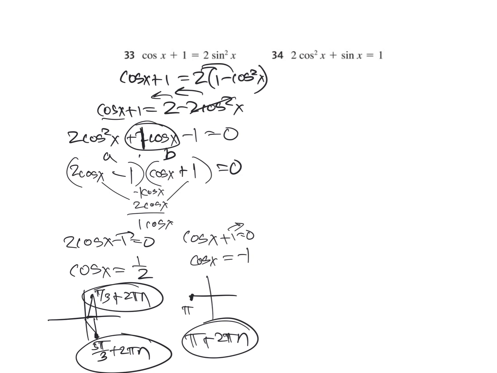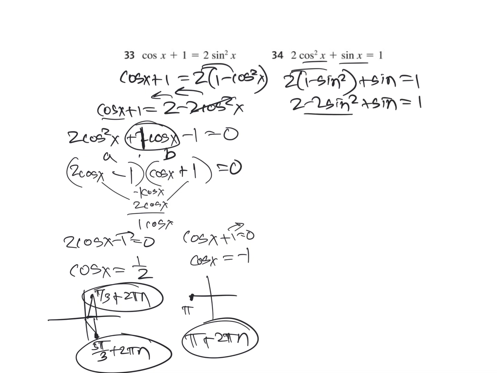All right, 34. Cosine squared. Since we have just sine, I can't change that, but I can change cosine squared into 1 minus sine squared. Plus sine equals 1. So distribute, you have 2 minus 2 sine squared plus sine equals 1. I don't like a negative leading term, so I'm going to move everything to the right. So 0 equals 2 sine squared plus, that'd be minus this sine right here. We got to move it over. And then we have a positive 1, and we're going to subtract this 2, which will give you negative 1.